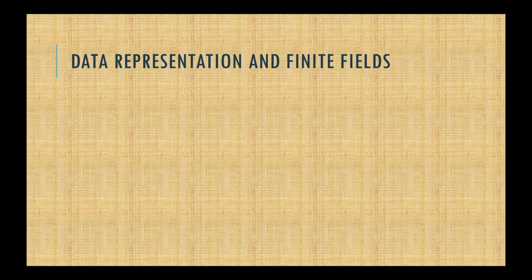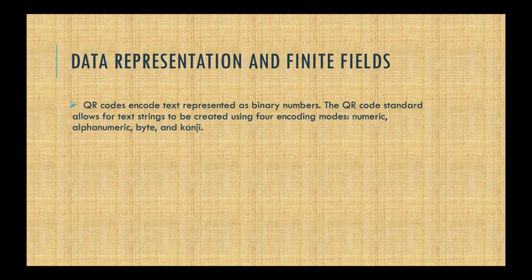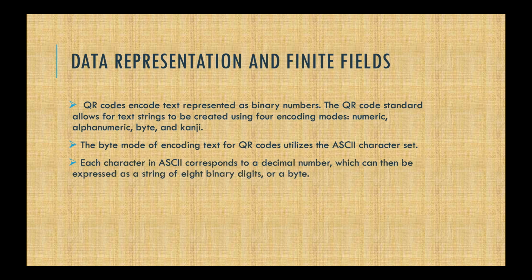Data representation and finite fields. QR codes encode text represented as binary numbers. The QR code standard allows for text strings to be created using 4 encoding modes: numeric, alphanumeric, byte, and kanji. The byte mode of encoding text for QR codes utilizes the ASCII character set. Each character in ASCII corresponds to a decimal number, which can then be expressed as a string of 8 binary digits, or a byte. ASCII table.